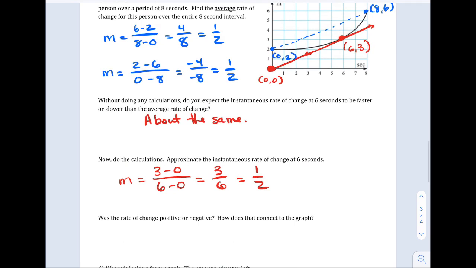Next, it says, was the rate of change positive or negative? How does that connect to the graph? Well, the rate of change is positive because we got positive a half. How does that connect to the graph? The slope is increasing from left to right. So that's that one.